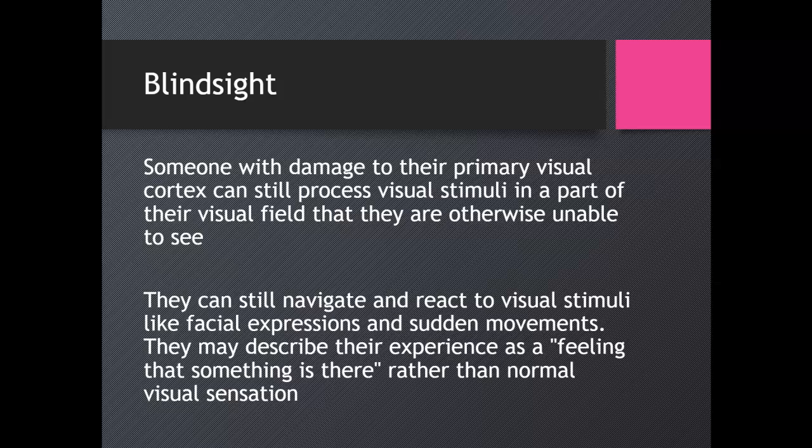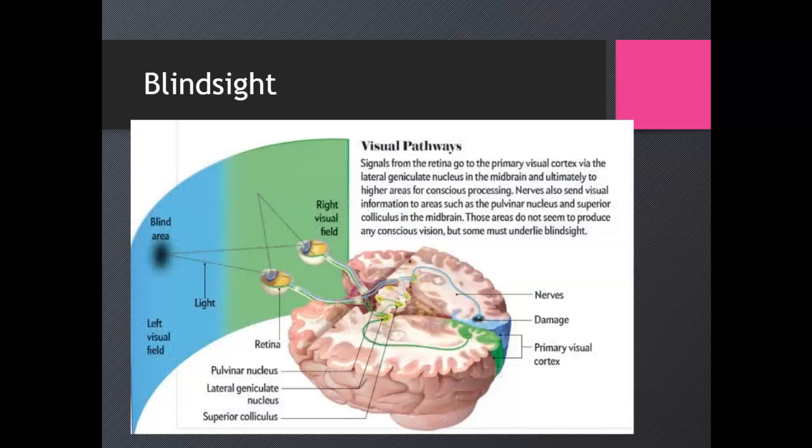For example, in studies they've done with this, they'll have people walk down a hallway filled with all kinds of obstacles, and even though the people cannot actually see them, they're able to avoid the different obstacles in the hallway. They can still even react sometimes to facial expressions, like they know somebody's crying or somebody's smiling. They can react to sudden movements. They just say that they have a feeling something is there, but it's not a normal visual sensation.